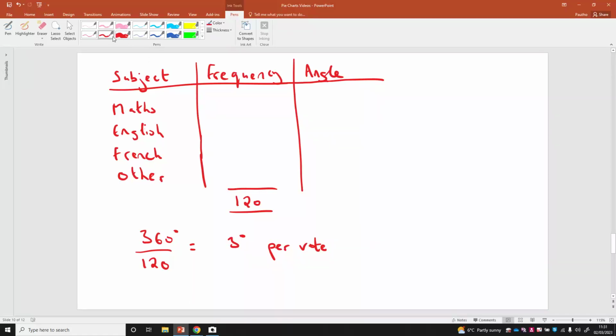So we said that the angle for maths was 150 degrees, the angle for English was 120 degrees, French was 60 degrees, and the other section was 30 degrees. Remember, it's best to check: do our angles sum to 360 degrees? They do. If you add these up, we make 360 degrees, which is what we wanted.